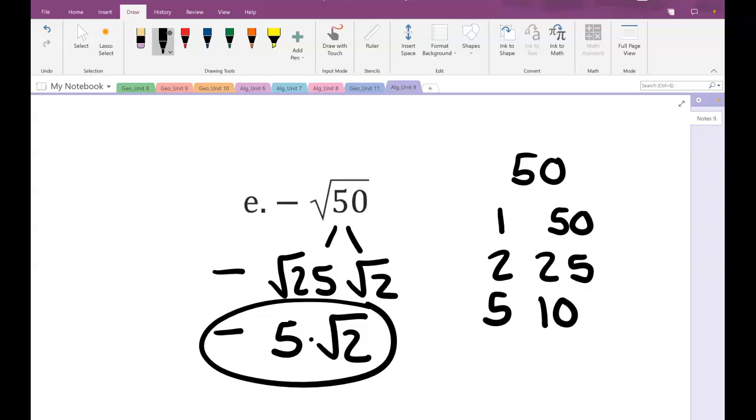If you were to type this into your calculator, you would get out a decimal. We do not want the decimal. This decimal is the same if you were to type this into your calculator. These two things are the same. One is simplified, one is not.